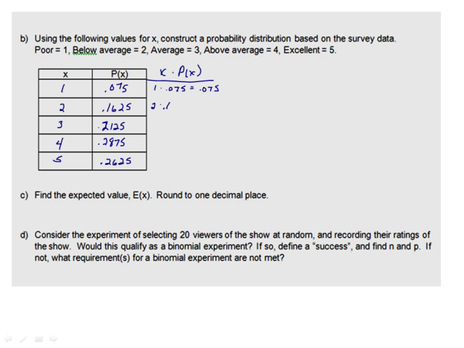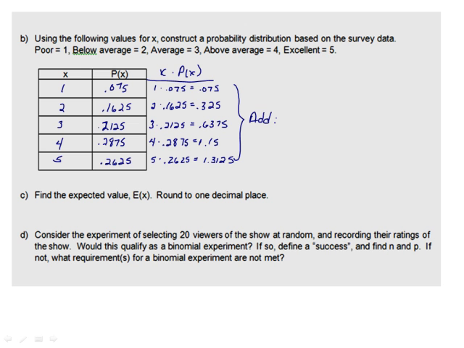For the second row, we're multiplying 2, which is the x, times the 0.1625. For the third column, we're multiplying the 3 times the 0.2125. And remember now, we're not doing probabilities anymore, so some of these numbers can come out to be negative, some of them can come out to be more than 1. But when we do have all those, then we're going to add them all up.